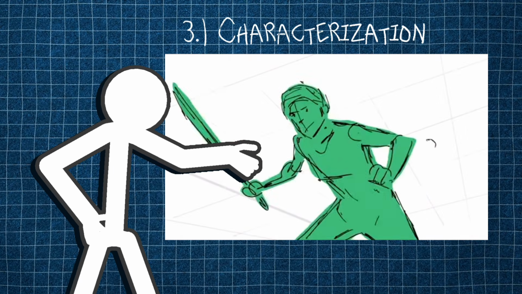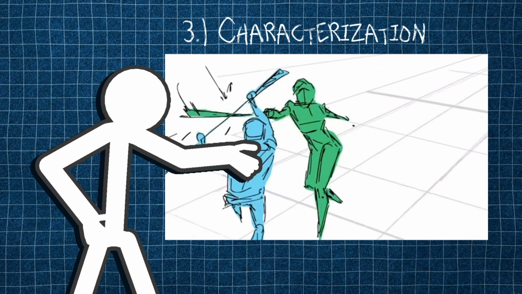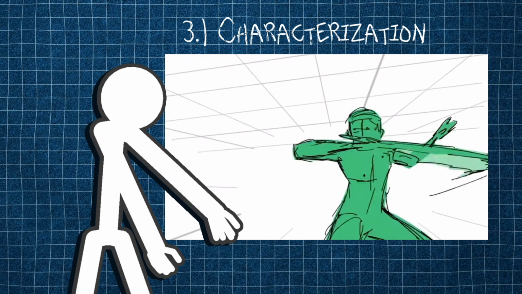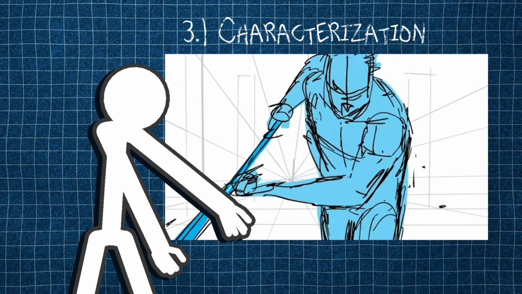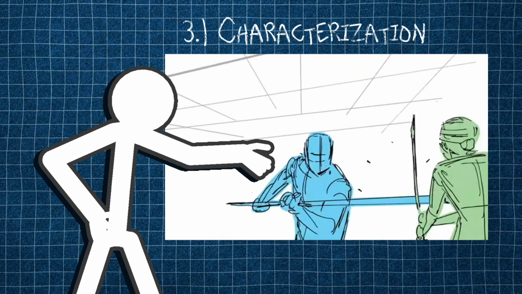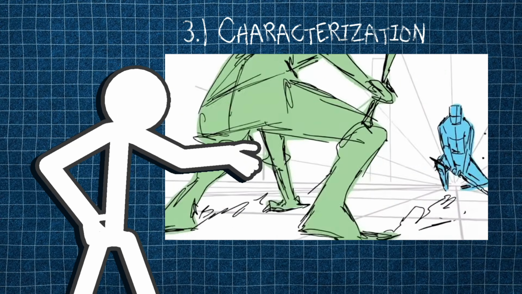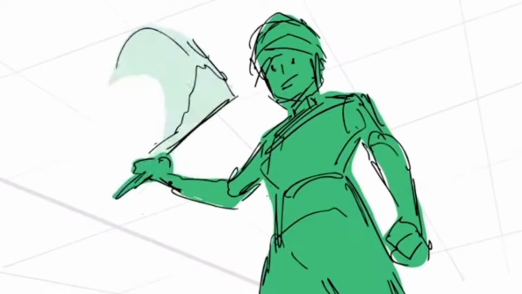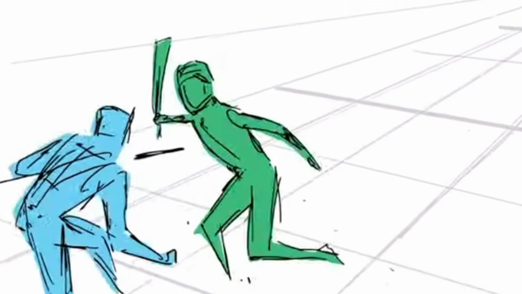Characterization in staging is all about capturing the essence of a character through their physicality, poses, and movements. It involves understanding the personality traits and motivations of the character and reflecting them in the way they are staged. Every character has a unique way of moving and behaving, and animators use staging to bring out their individuality and make them relatable to the audience.